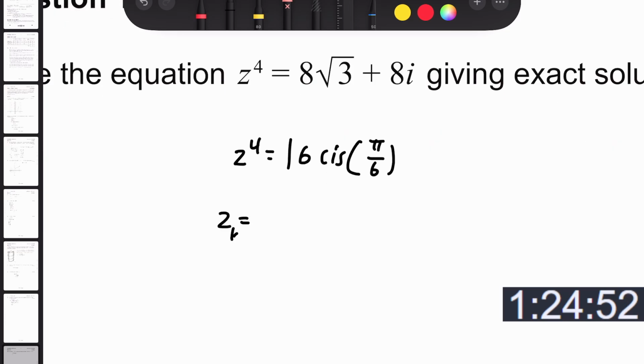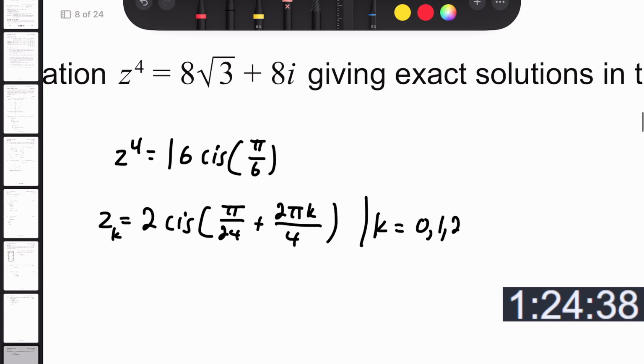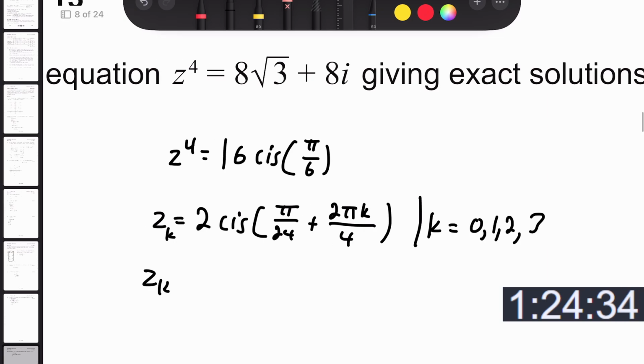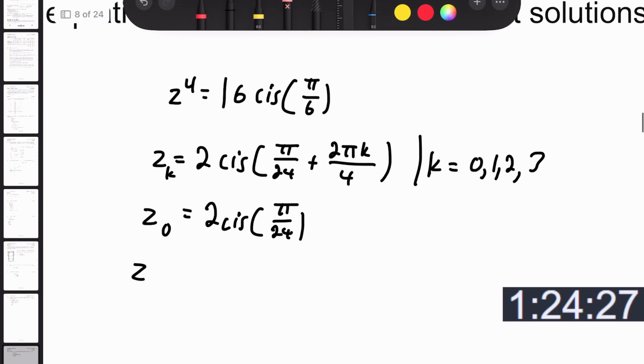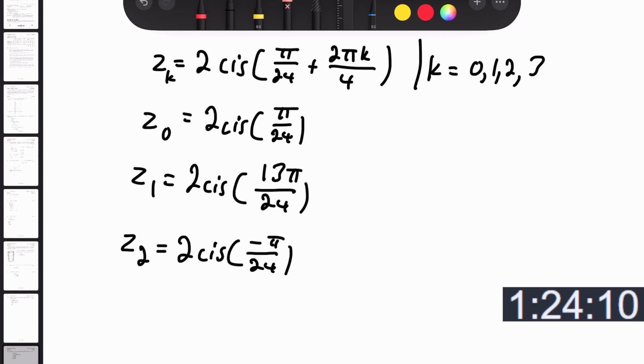So then zk is going to equal 2 cis of pi on 24 plus 2 pi k on 4, given that k is going to be equal to 0, 1, 2, and 3. So z0 is going to be 2 cis of pi on 24. z1 is going to be 2 cis of 13 pi on 24. z2 is 2 cis of negative pi on 24, and then z3 is equal to 2 cis of negative 13 pi on 24.